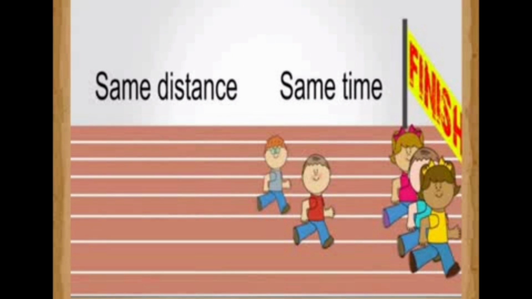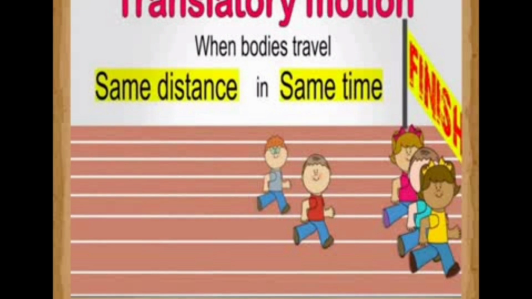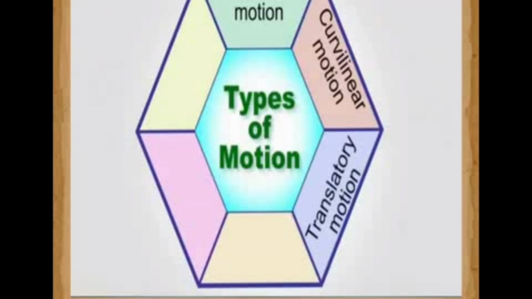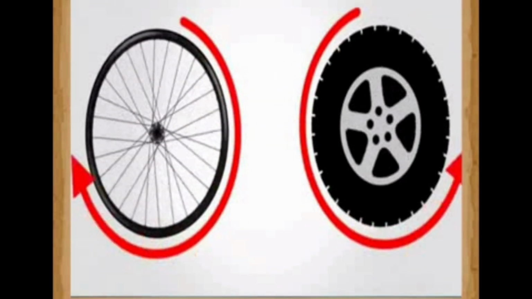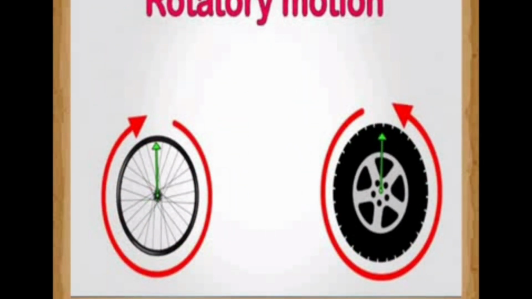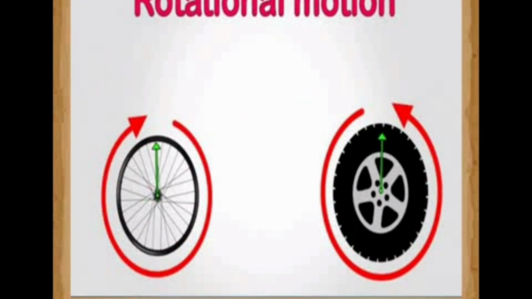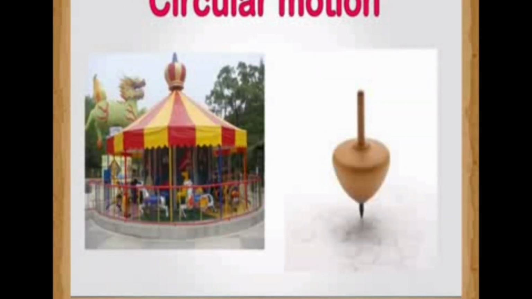So translatory motion, here three athletes are reaching in the same time period. Next one, you can see the wheel of the cycle and the car moving in a circular motion. So this type of motion is called rotatory motion, or circular motion. Okay, circular motion. These are all other examples of circular motion, right?